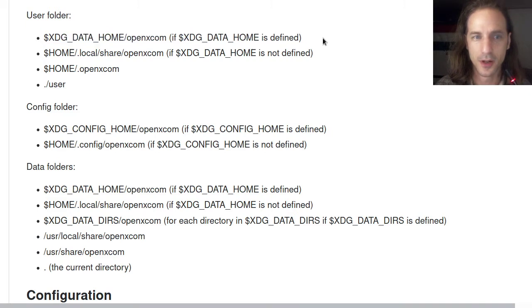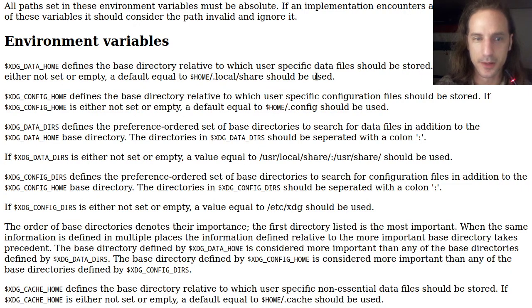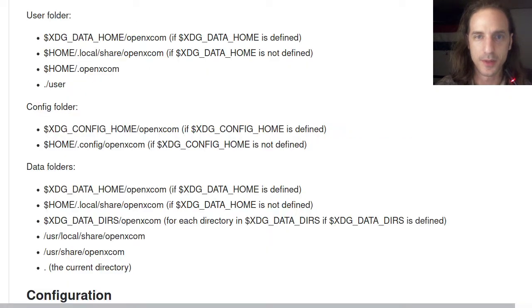So the user folder here is defined as the first place where the software will look, and if this is not defined, then this is the second place it will look. This is of course the default that is defined here for user-specific data files, and the third option will be to look at this hidden directory in the home directory, which I would say is not really a standard or following a specification. It's kind of a habit, I guess, in Linux.